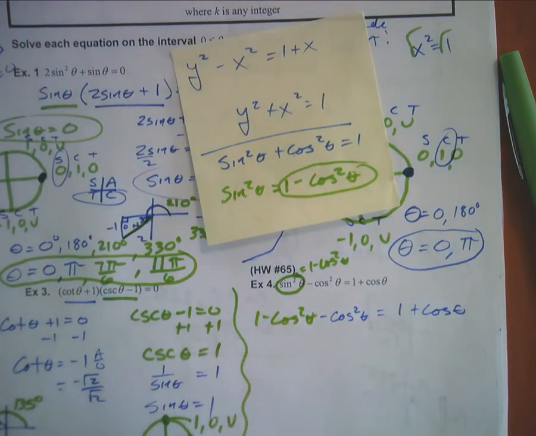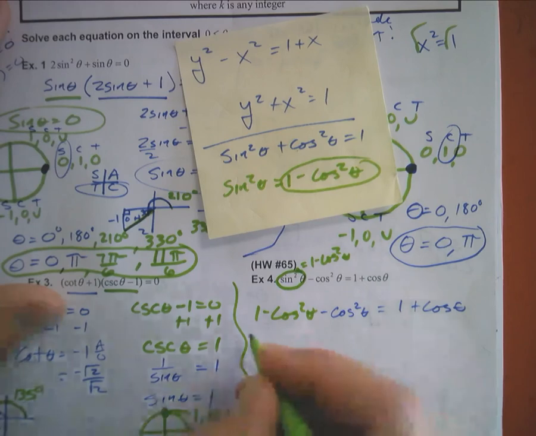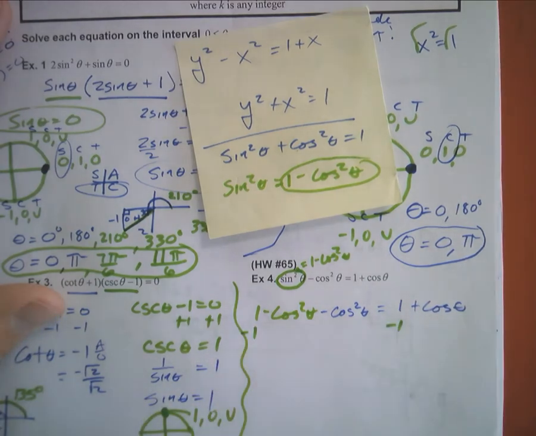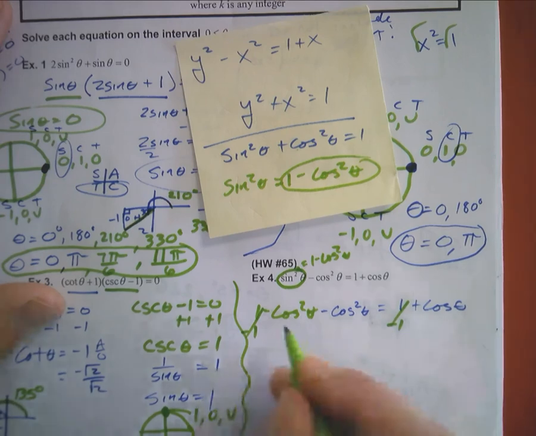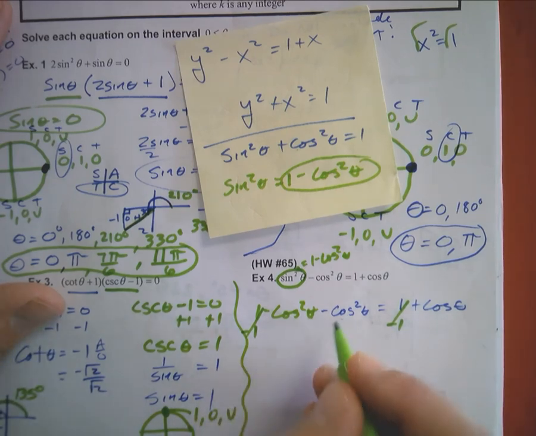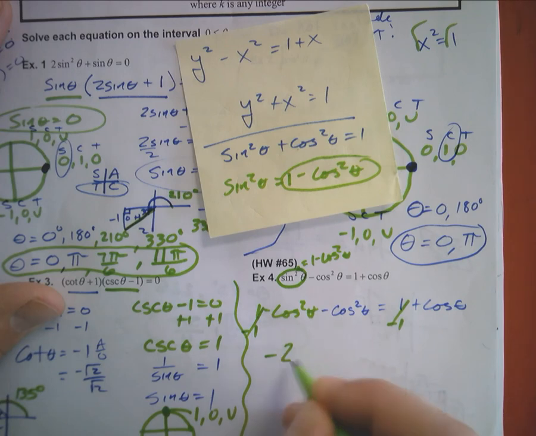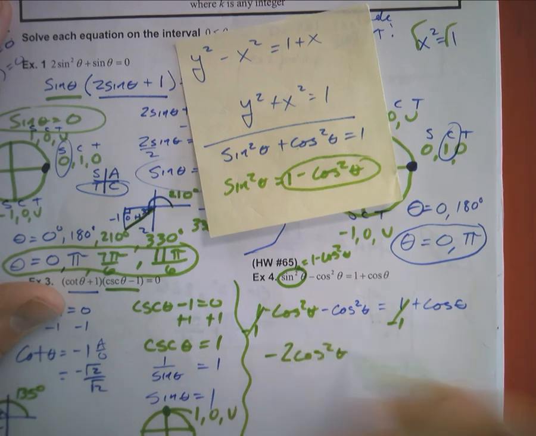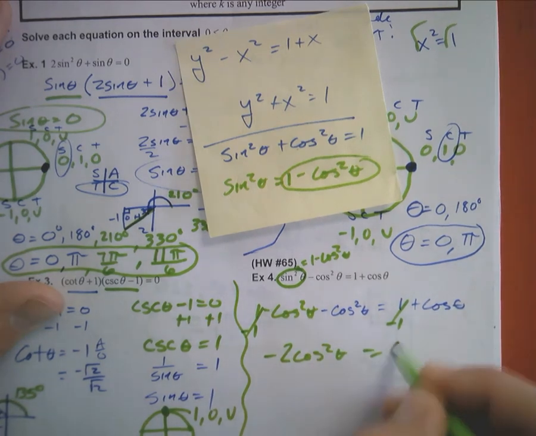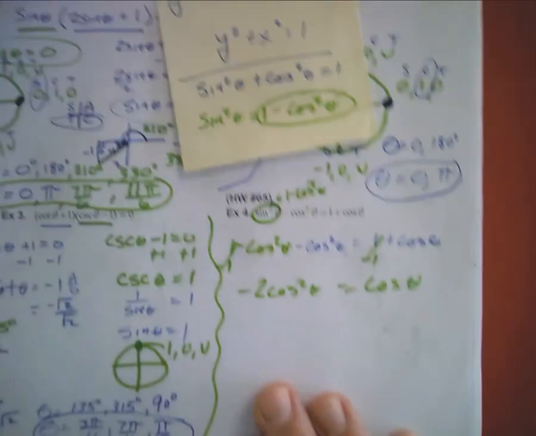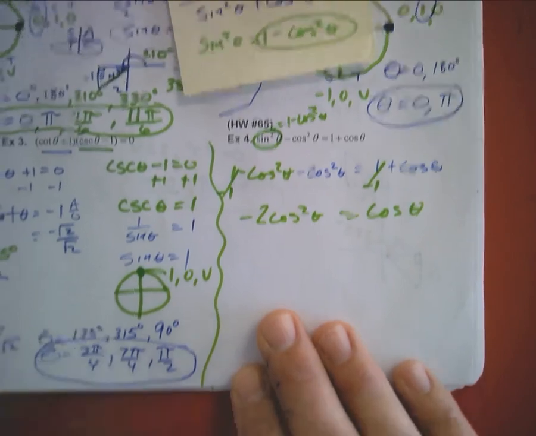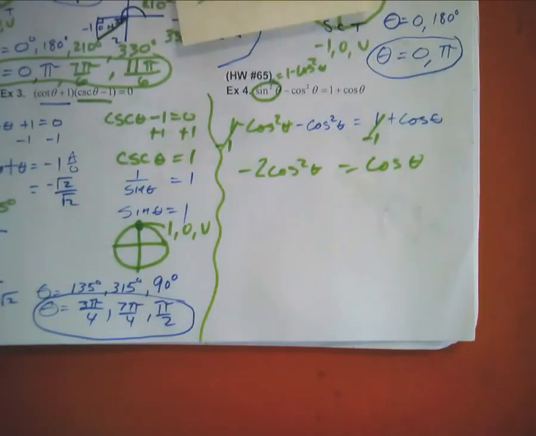All right, well now it's a quadratic, right? Get all your stuff equal to 0. So I'm going to go ahead and subtract the 1 over. And those actually cancel on both sides, which is awesome. And now I have negative cosine squared minus cosine squared. That ends up to be negative 2 cosine squared. And that equals just cosine. So far, so good?